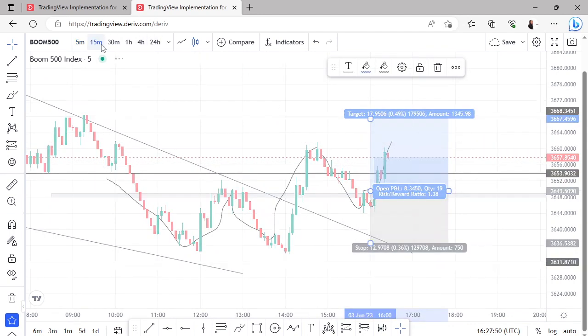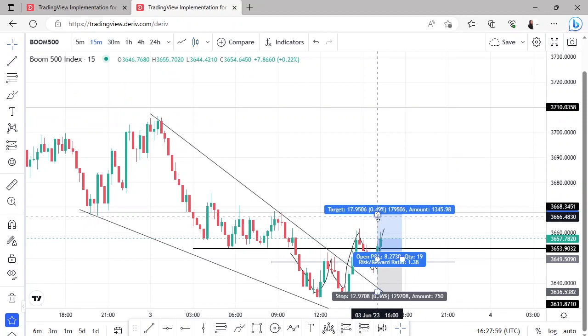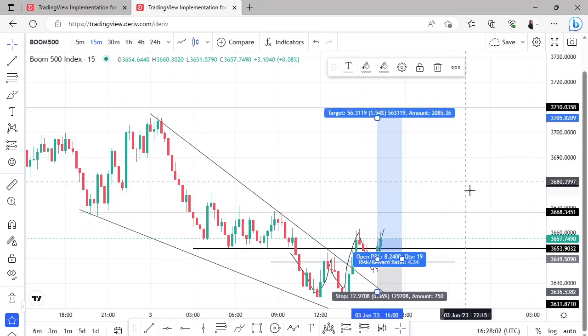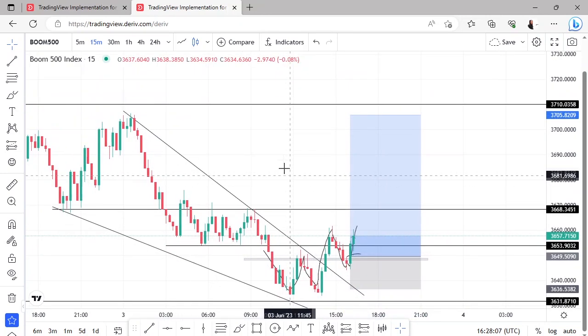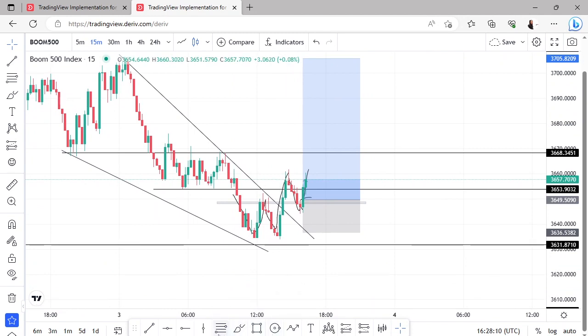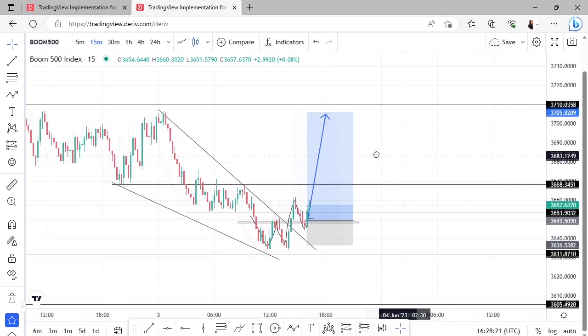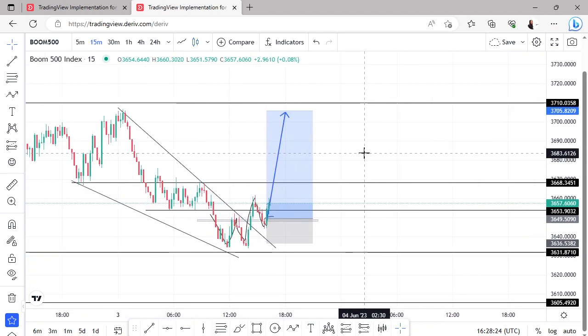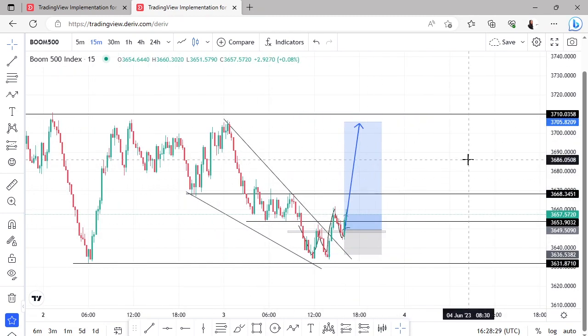Then you go back to the 15 minutes. Then this is your TP overall. That's where you're supposed to take your profit. So overall, I'm expecting the market to travel where? Travel to this level over here. So this is how I scalp a boom and make at least $5 a day of this setup.